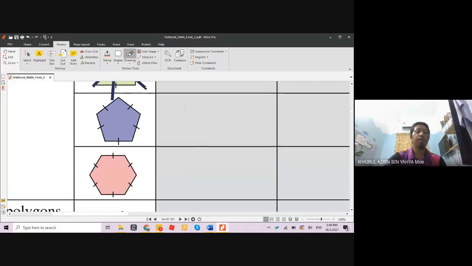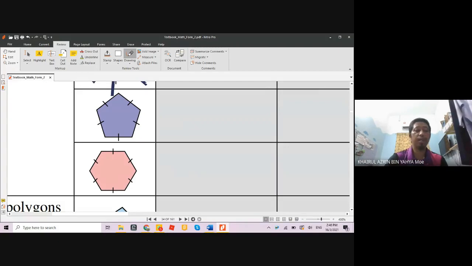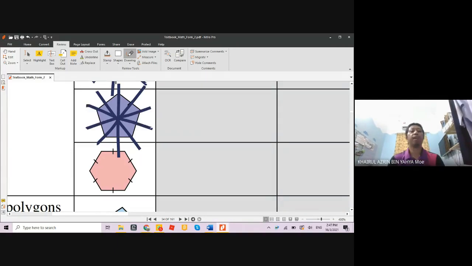So there are 4 axes of symmetry. Okay, for pentagon, 1, and then 2, 3, 4, and one more is here, 5. So for pentagon, 5 sides also have 5 axes of symmetry. Okay, maybe I erase this one.